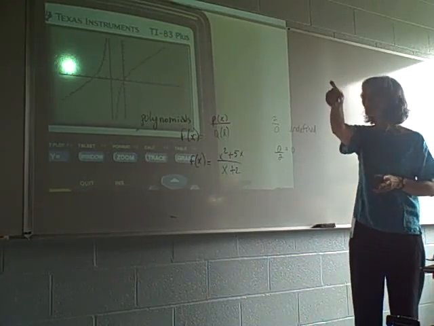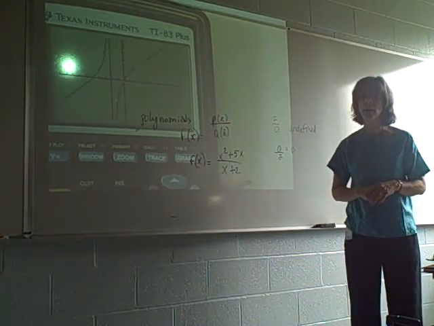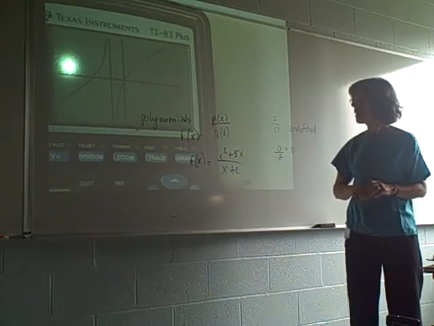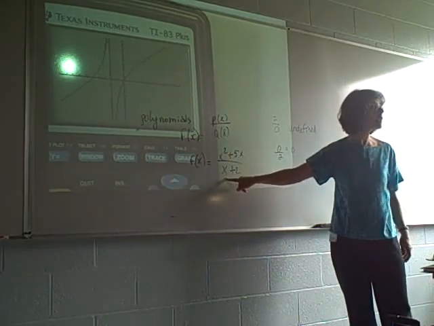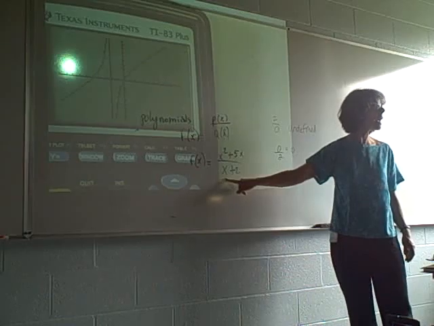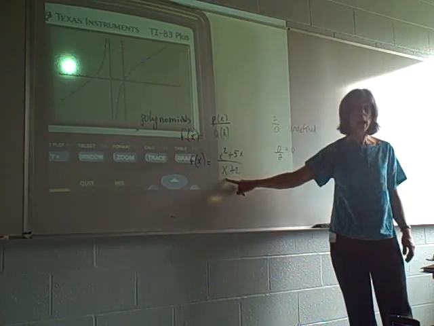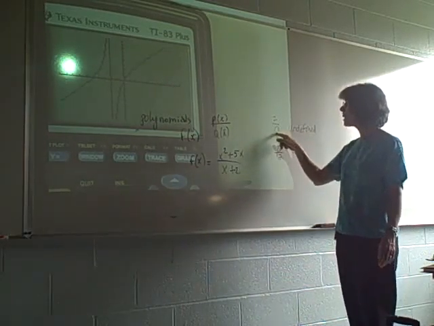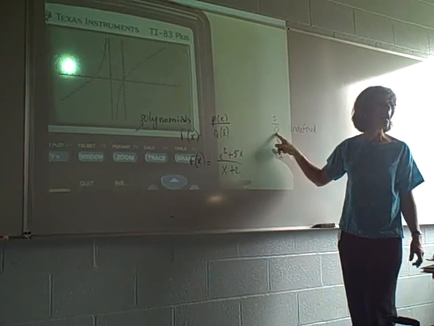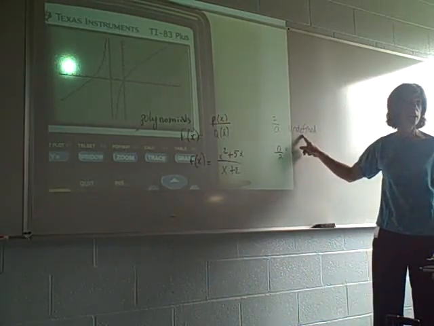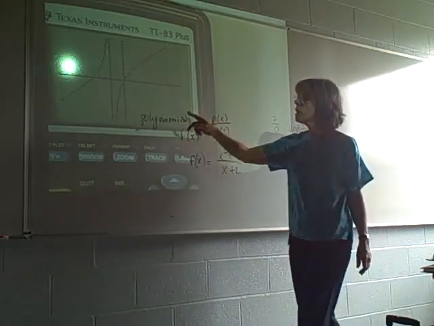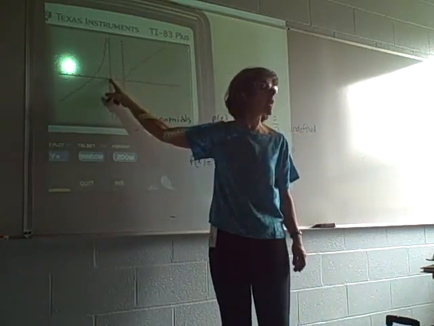Where the line is. It is not at -2. Why? Because that will make it equal to 0 on the bottom. If x is -2, what happens? We are going to have 0, and so it will be undefined. Okay? So, this is called an asymptote.